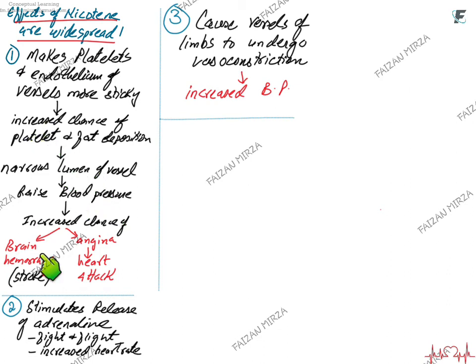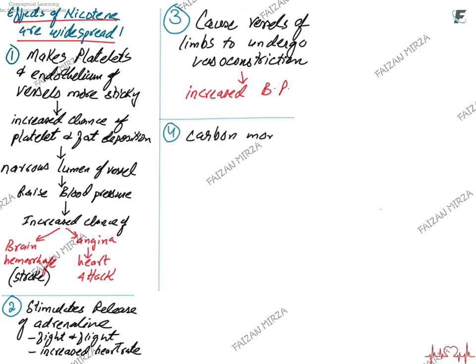Increased heart rate, narrowed blood vessels, more adrenaline, and increased heart rate further. And the limb vessels have undergone constriction, so this increases the blood pressure even further. So you are in turn increasing the load on the heart more and more.